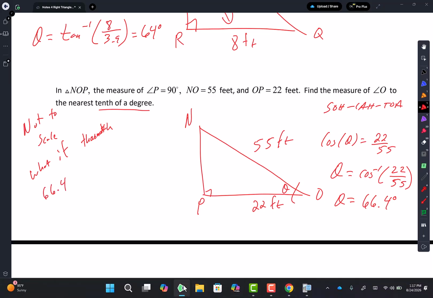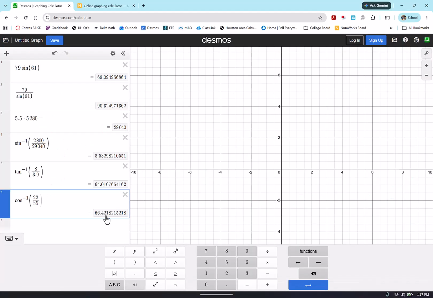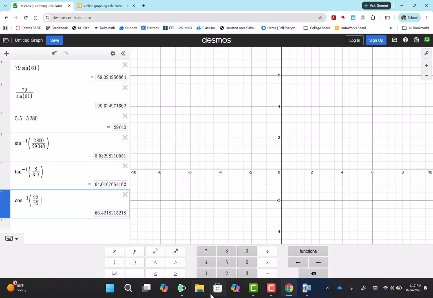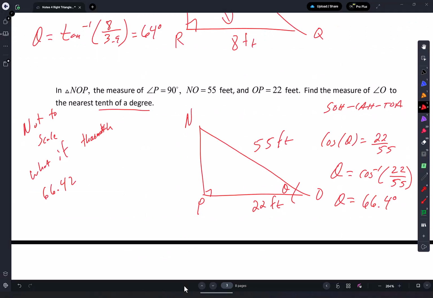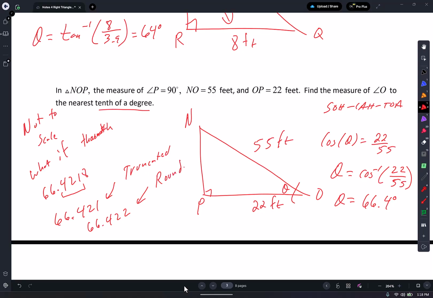So 66.4, and let's see, 66.4218. Let me just write that. I know that's not thousandths. 4218. Okay, so here it is. The first 3 digits are the thousandths. And so I can either say 66.421. This is called truncated. Or 66.422. That one you know. That one's called what? Rounded. And then degree symbol, degree symbol.